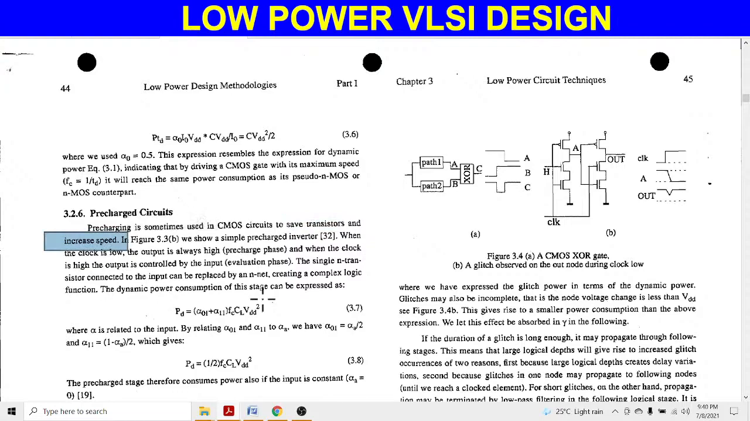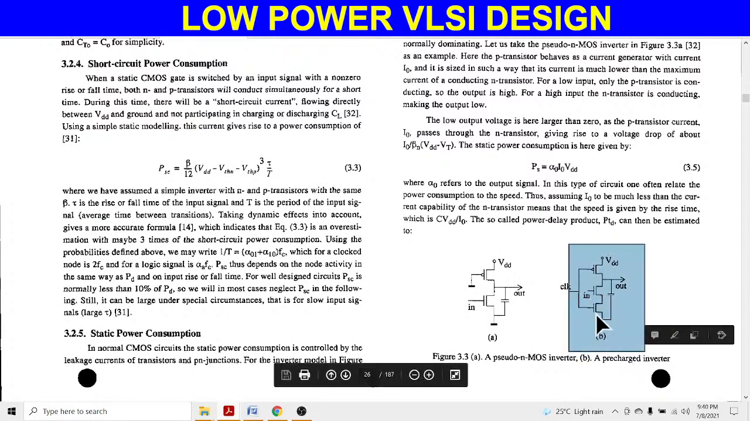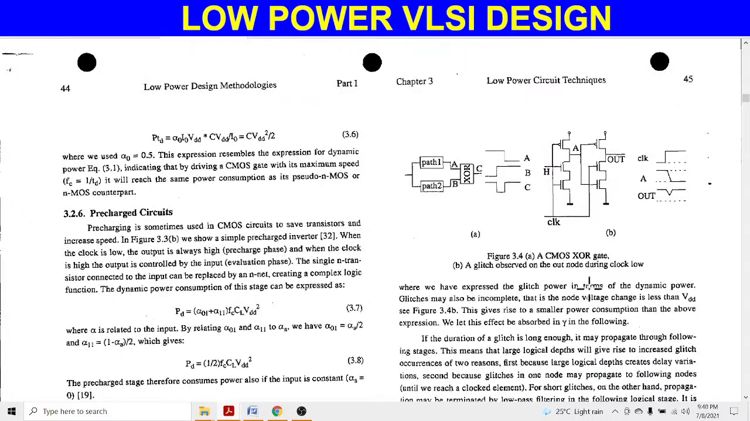One pre-charge circuit is represented here. This one is the CMOS circuit, but with the CMOS circuit one more NMOS is connected here, in which the input is in. So this one is an example of a pre-charge circuit. Why is this pre-charge circuit used? For two reasons: first, to save transistors, and second, to increase the speed.